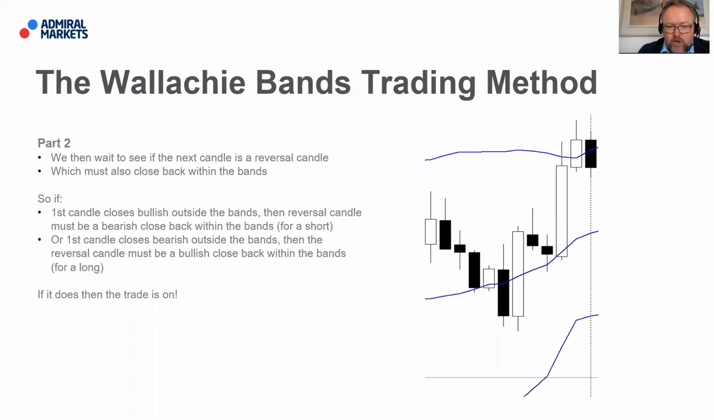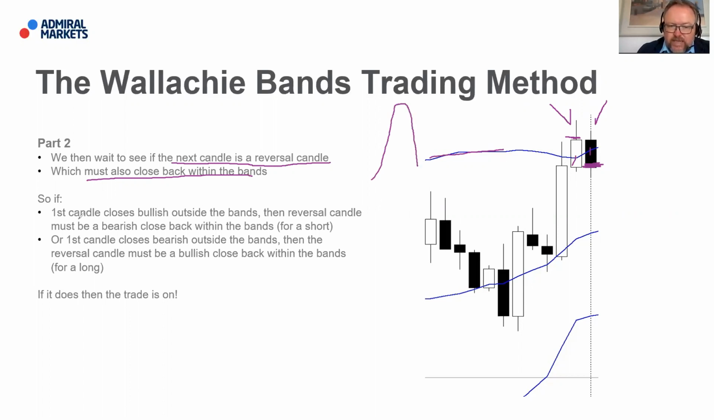So the second part of this is then we wait. We wait for the next day to see if the next candle is a reversal candle, which must also close back within the bands. So here was our candle one, which we could see closed outside of the upper Bollinger Band. The next candle was a reversal candle in the sense that we've gone from bullish to bearish, and we've also effectively closed back within the bands. So price basically popped up and it's come back in.